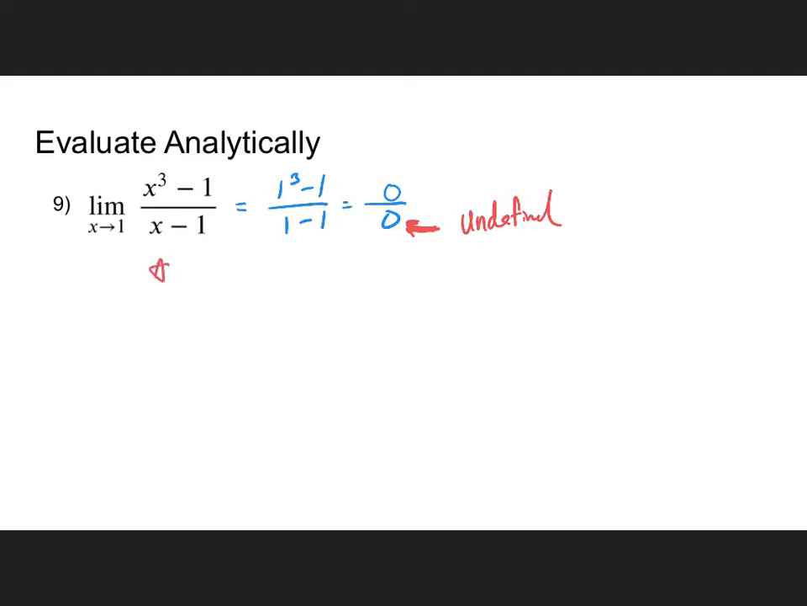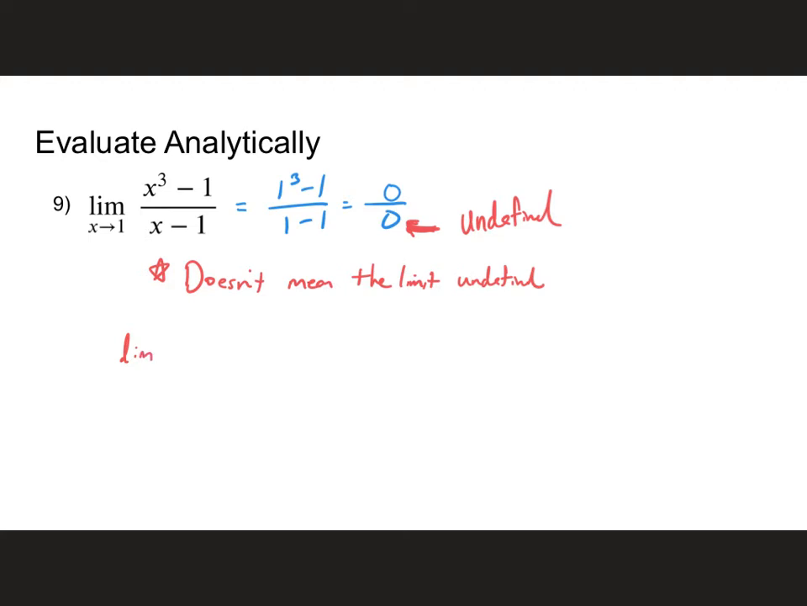But remember, it doesn't mean that the limit is undefined. It just means my function is undefined. So we have to dive into this problem a little bit more to figure out if the limit is defined or not. So this is where we get a little fancy with our algebra. We can evaluate a limit, or based upon those properties, we can evaluate an equivalent form of the same limit.